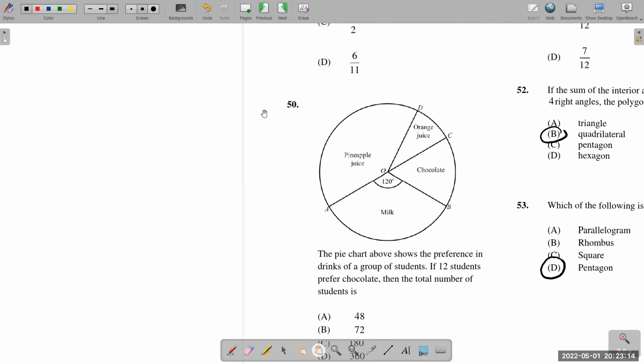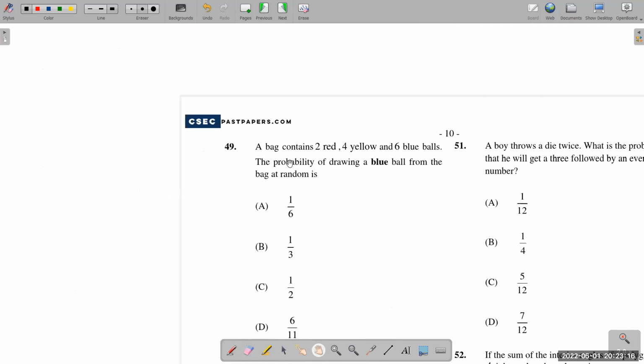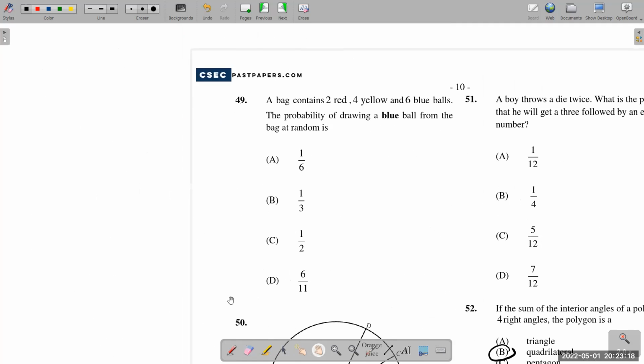All right, so just these three. A bag contains 2 red, 4 yellow, and 6 blue balls. So that's 12 balls in all. What is the probability of drawing a blue ball? If you got 6 blue balls, that's 6 over 12, that's a half.